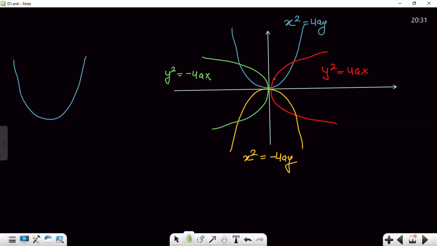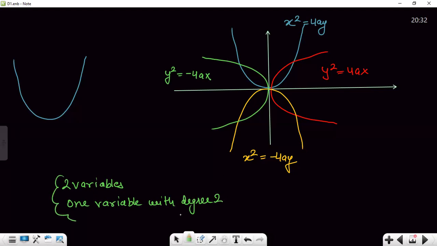So from all of these different equations, we have got to know that the parabola will have two variables, out of which one variable has degree 2. These are some observations.